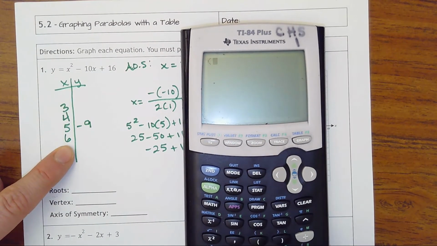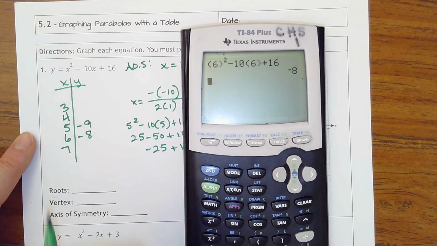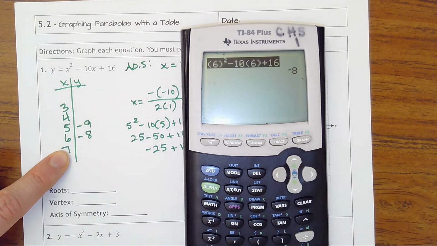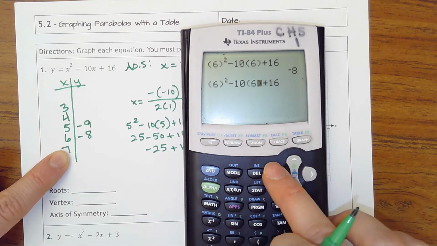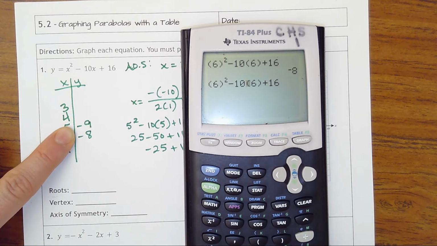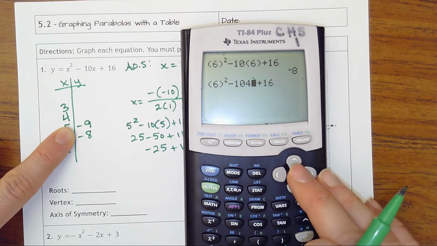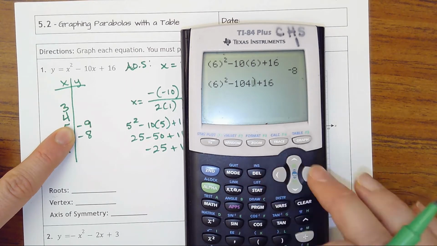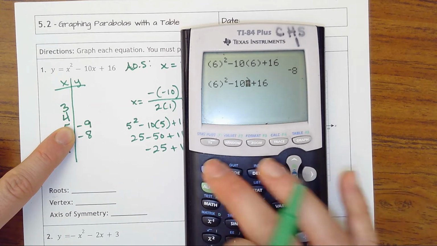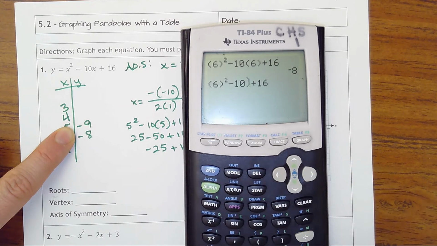So I'll try 6. 6 squared minus 10 times 6 plus 16 is negative 8. I can steal this, as long as you don't have an old calculator, I can steal that and then go back over, and I'm going to plug in now the 4. Oh, hold on. I want to second insert, first a parentheses, then a 4, and then arrow over.